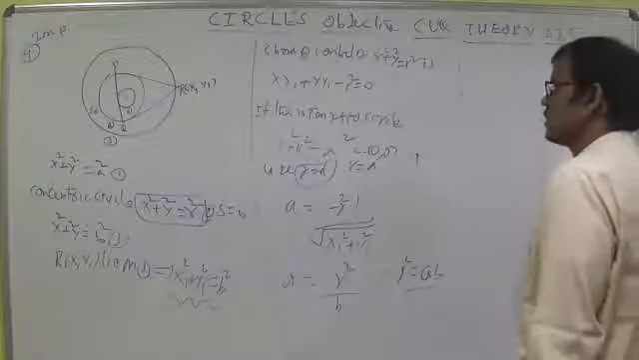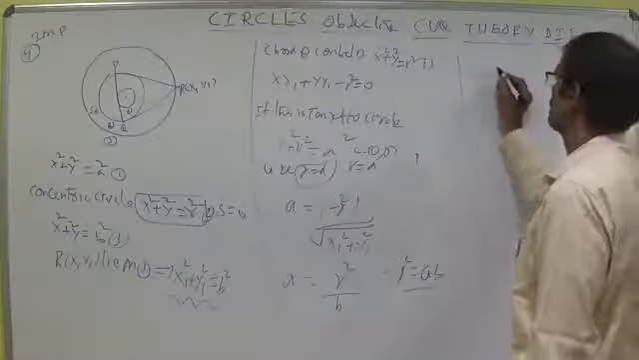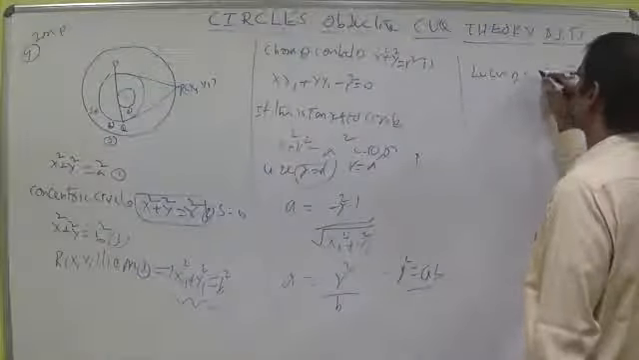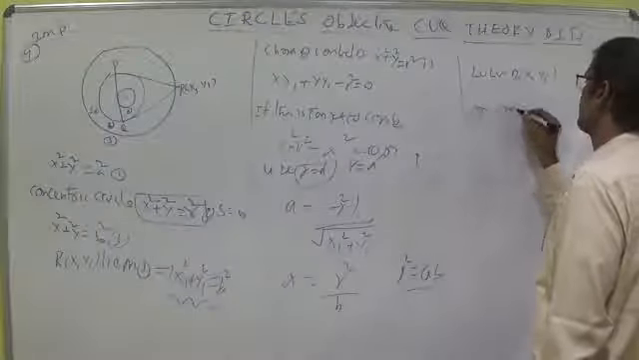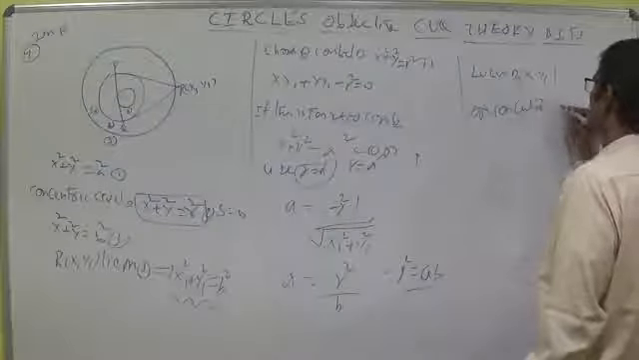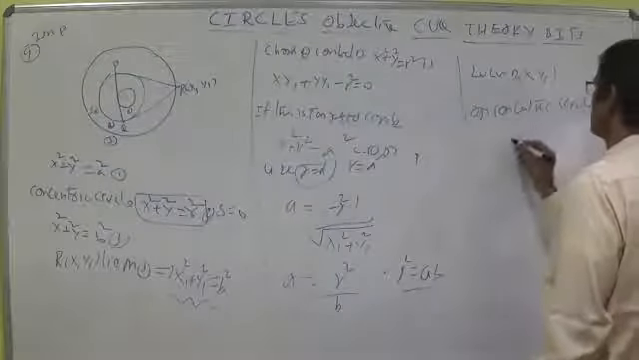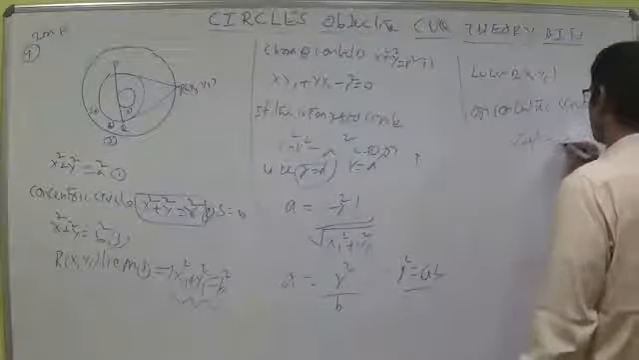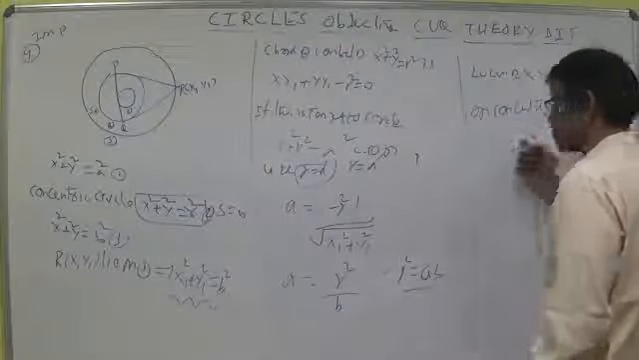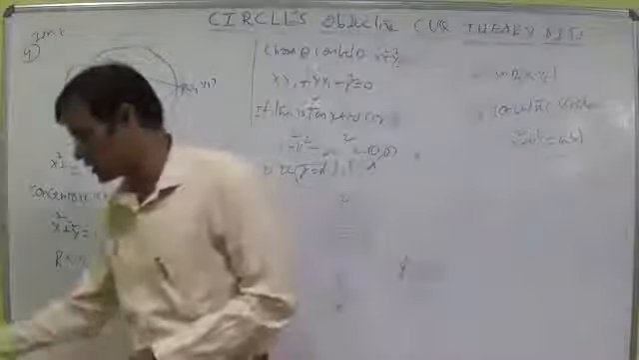So what we got, the equation as the locus of x1 comma y1, is a concentric circle. Concentric circle equation is x square plus y square is equal to AB. This is the CUQ theory bit, you should understand it as a formula.